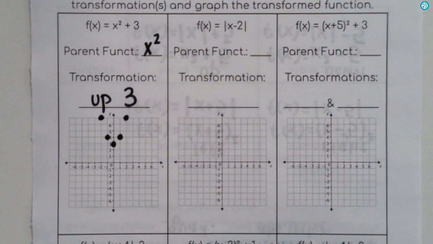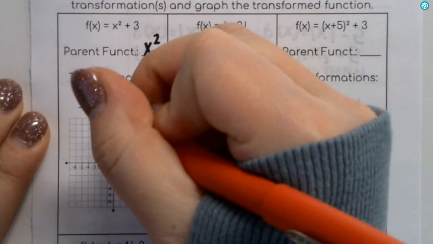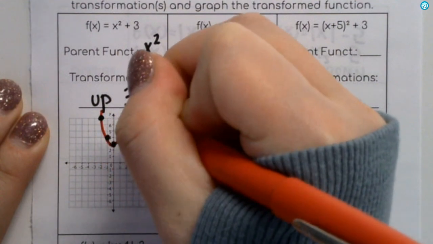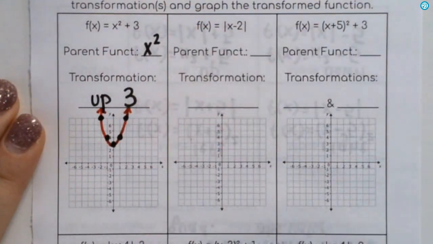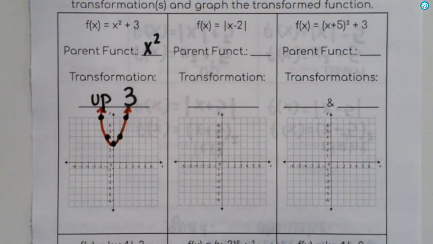Should always make the same shaped graph. Once you get your dots on there, you can connect it in a U shape. We do want you to graph your dots, though, because we want that specific shape. We don't want you to just throw a U on the graph anywhere. Okay. Any questions about that first one?